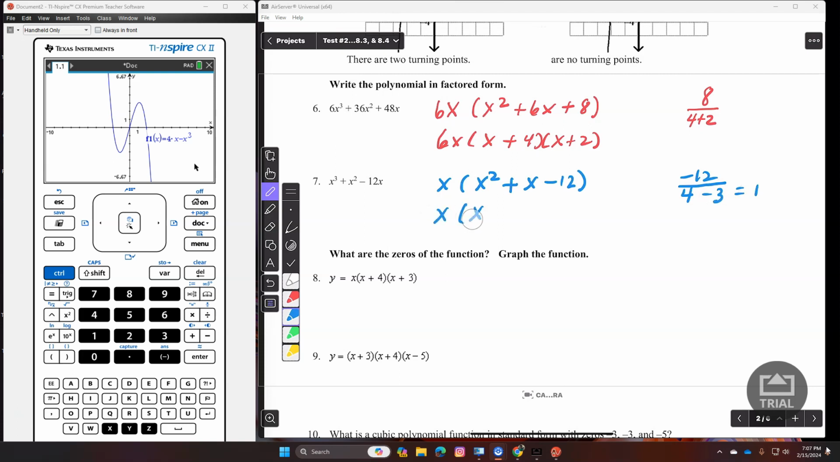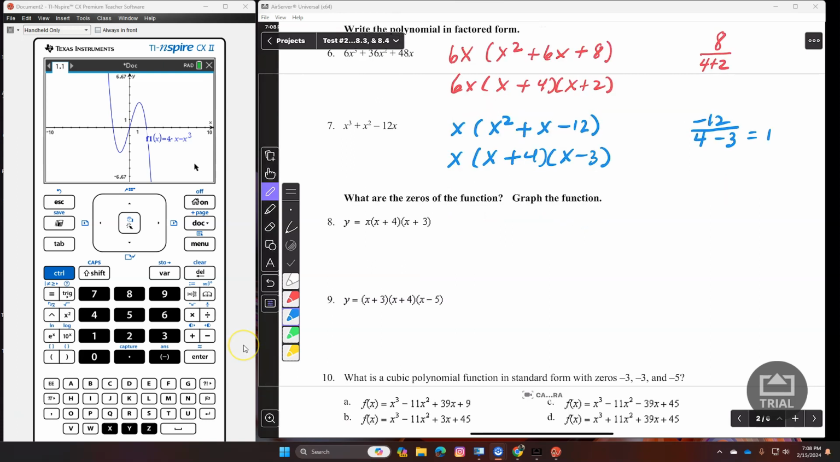You have x plus 4, and x minus 3. So these are the linear factors. On the test, you will have to graph this. I'm just going to find the zeros here like I taught you in class. What are the zeros of this function?